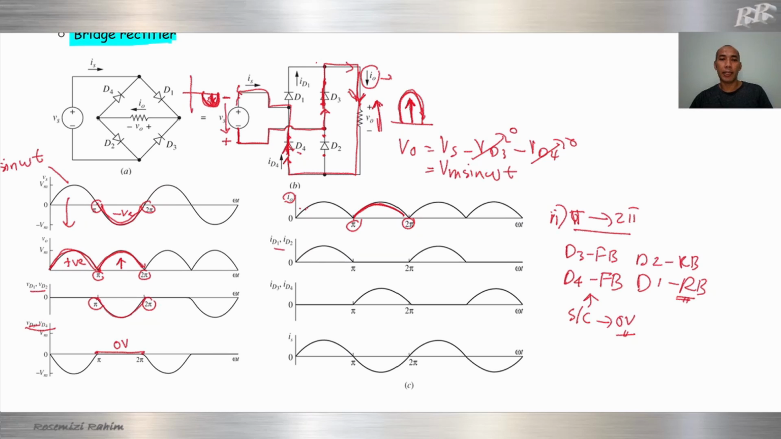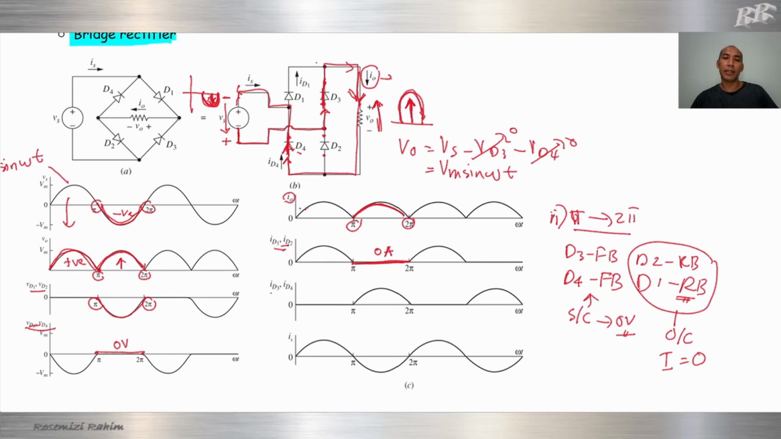How about ID1 and ID2? We know that ID1 and ID2 are reverse biased. So for reverse bias, open circuit. So for open circuit, current will be equal to 0. Current cannot flow due to open circuit. So current equals 0 from pi to 2 pi, 0 ampere.